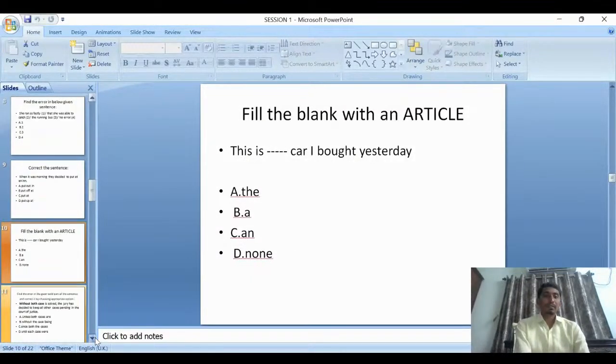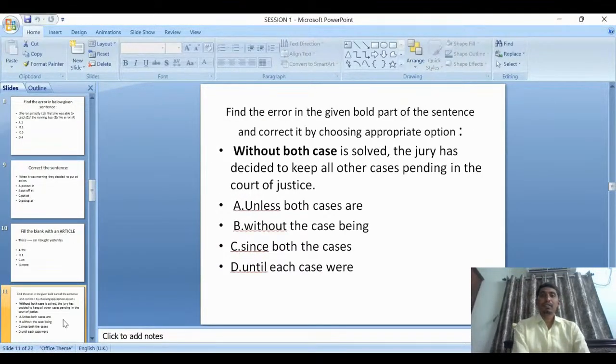Next, let's go with another question. Find the error in the given bold part and correct it by choosing the appropriate option. So here there is an error in the bold part, and you need to identify and rectify this error.